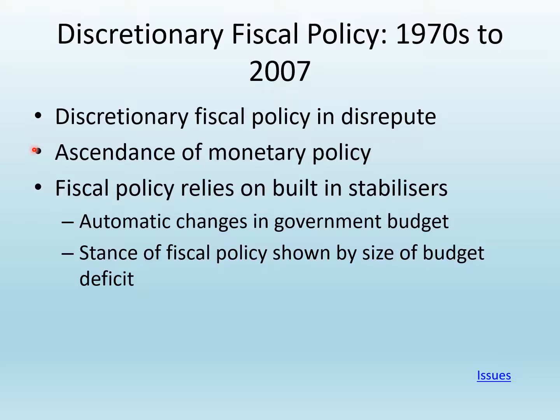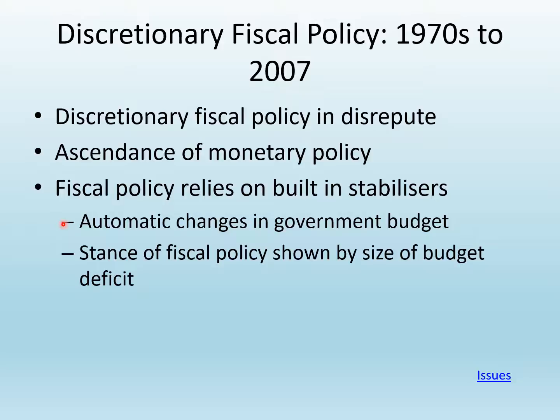And post the 1970s into the 1980s, the discretionary component of fiscal policy falls away, and governments aren't using it. Fiscal policy now relies on the so-called built-in stabilizers. If you like, it now relies on what are called automatic stabilizers, and we're going to discuss that in due course.